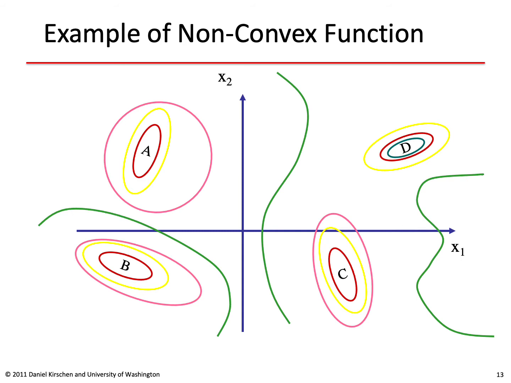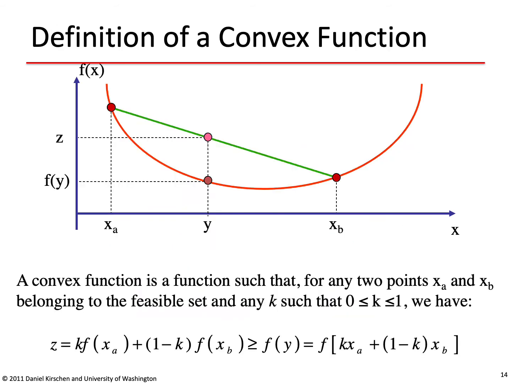So, comparing the last 4 slides, try to determine what makes a function convex, or how we could define a convex function. Here's the answer. A function is convex if for any pair of points xa and xb, where this function is defined, a straight line joining f of xa to f of xb will be entirely above the function f of x.